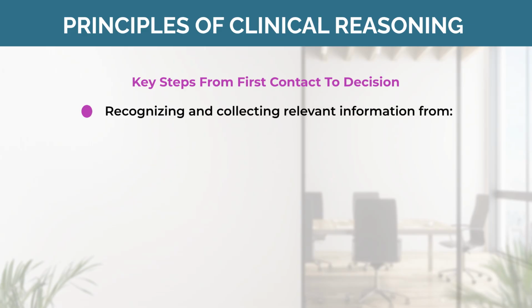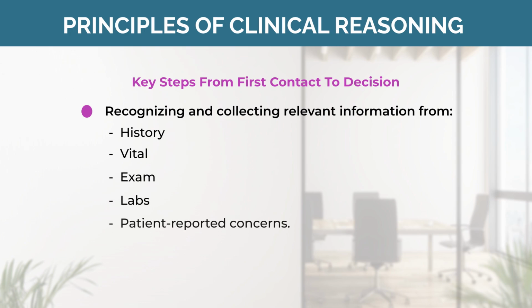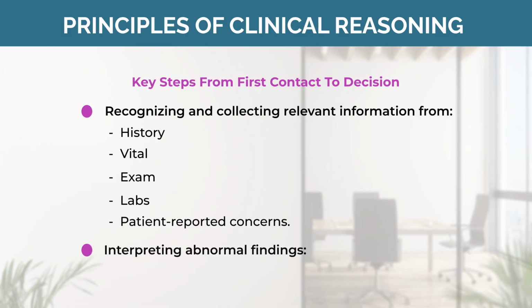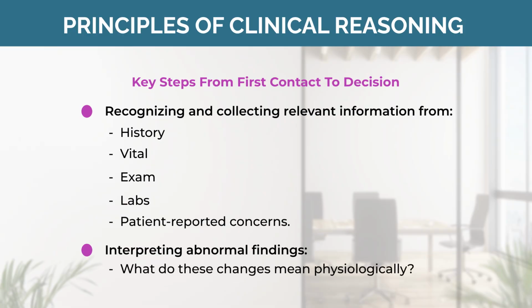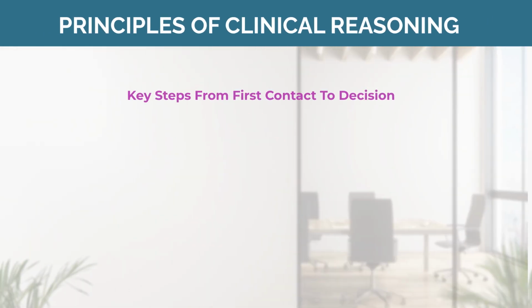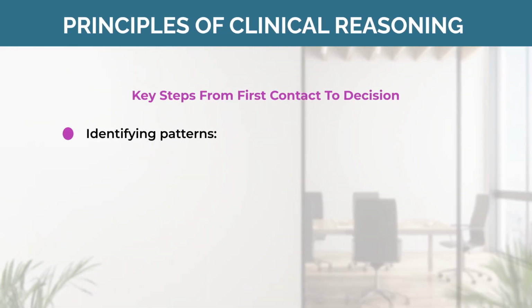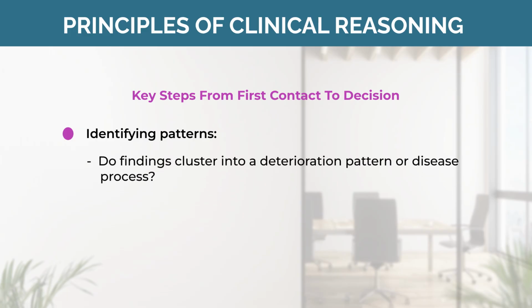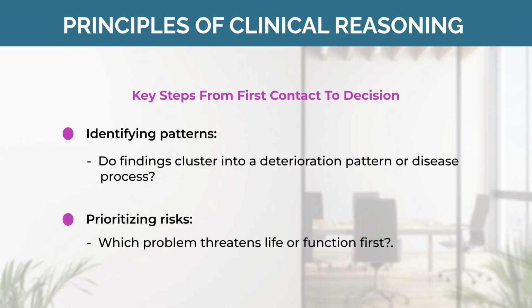recognizing and collecting relevant data from history, vitals, exam, labs, and patient-reported concerns. Next, you interpret abnormal findings by asking, what do these changes mean physiologically? You then identify patterns. Do findings cluster into a deterioration pattern or disease process? After that, you prioritize risks by determining which problem threatens life or function first.